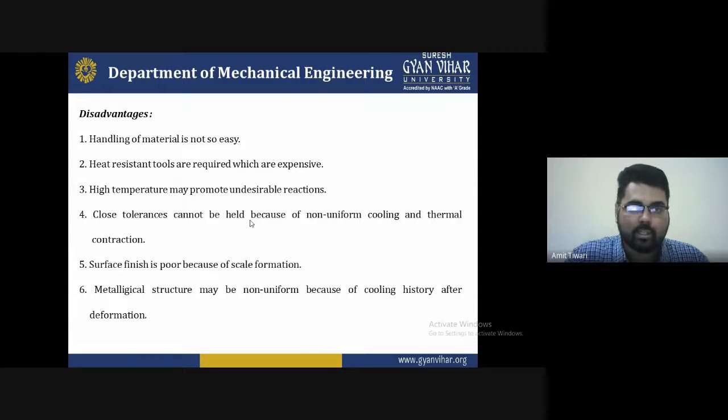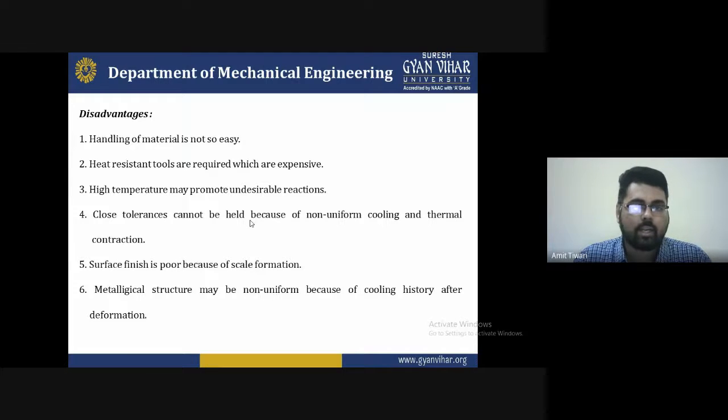Second, heat resistance tools are required, which are expensive. The processes are too expensive because maximum heating is required, furnaces are required, and water is required for the roller, which has special capacity. So these are some expensive tools required for operating the hot rolling process, the hot working process.